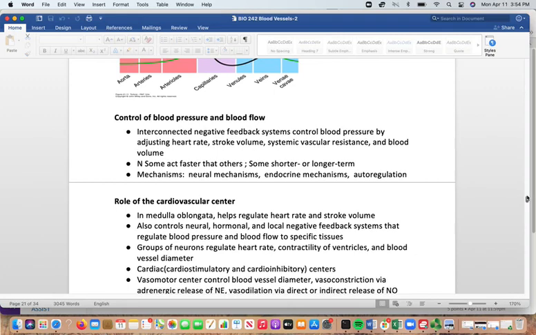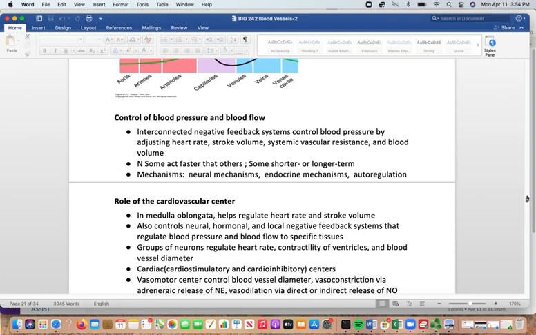So things that are going to control the blood pressure and blood flow, you have an interconnected negative feedback system that's going to control the blood pressure. It's going to adjust heart rate, stroke volume, and vascular resistance, as well as the blood volume. So all of these things are going to come into play to help make sure you've got adequate pressure. Some are going to act faster than others. Some are shorter or longer term.